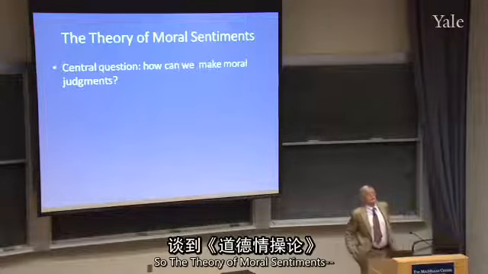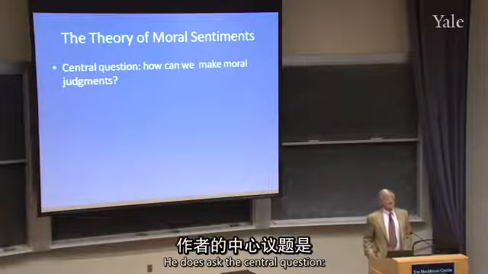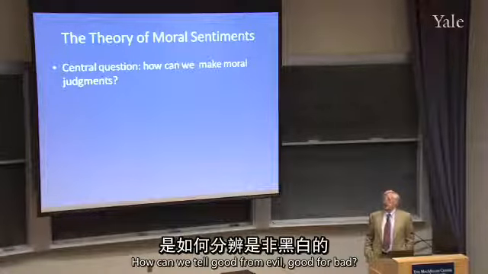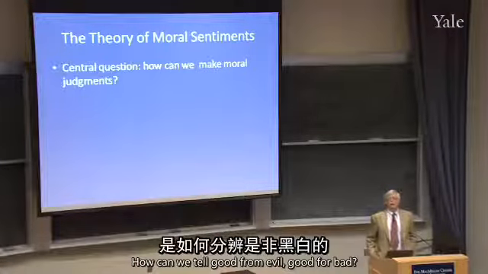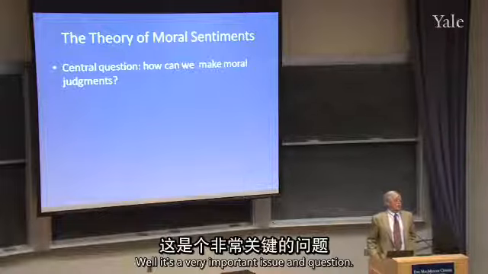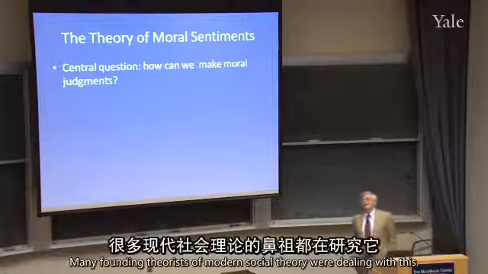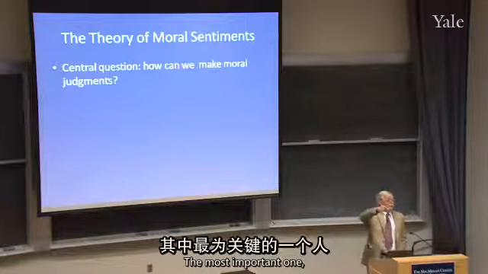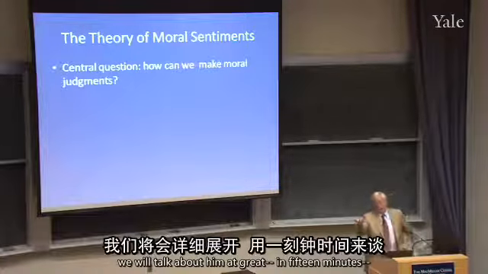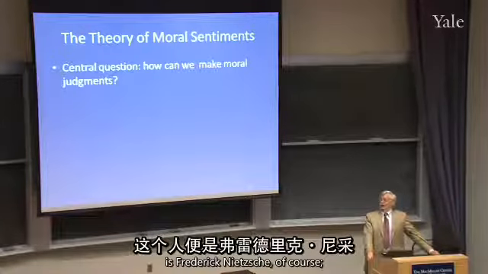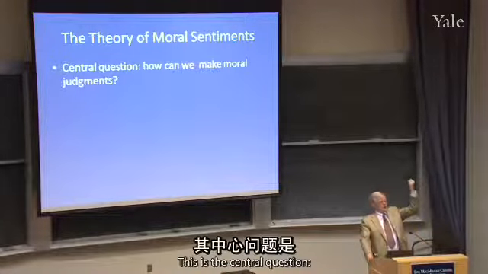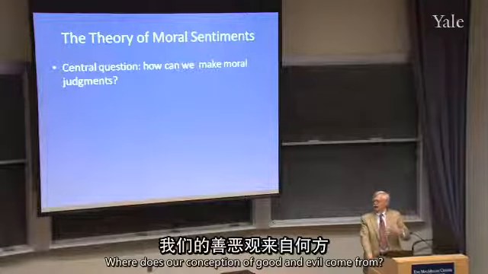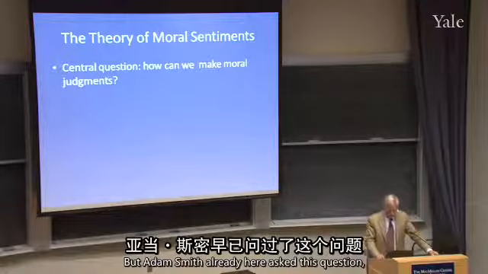So, The Theory of Moral Sentiments, just very briefly, what this is. He asks the central question: how can we make moral judgments? How can we tell good from evil, good from bad? It's a very important issue and question. Many founding theorists of modern social theory were dealing with this. The most important one, we will talk about him in 15 minutes, is of course Friedrich Nietzsche, The Genealogy of Morals. This is the central question: where does our conception of good and evil come from? But Adam Smith already asked this question here.